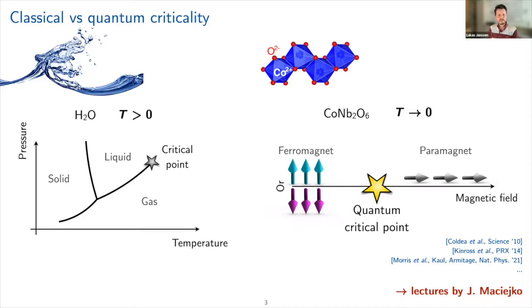The point of this talk is that quantum criticality is much more than just a zero temperature version of its classical counterpart. In many cases, new physics can emerge that cannot be understood just in terms of this usual quantum-to-classical map.